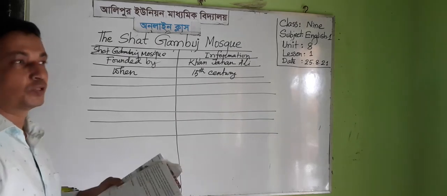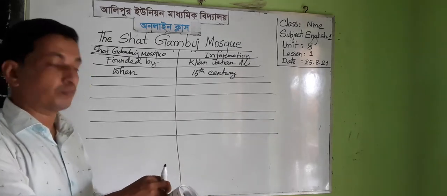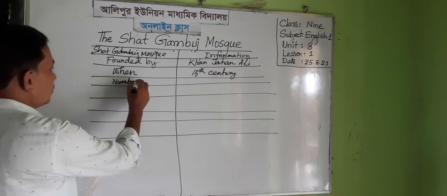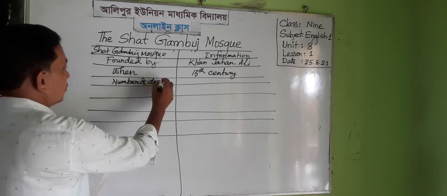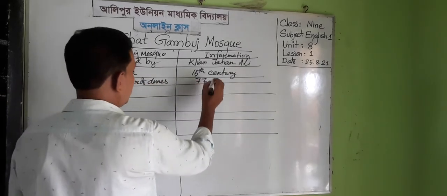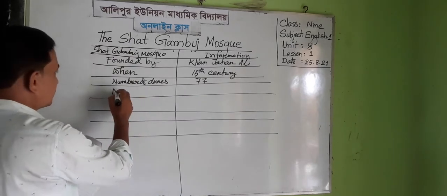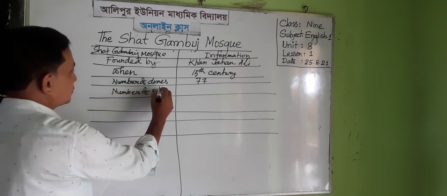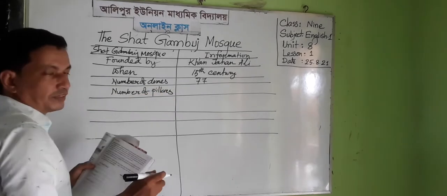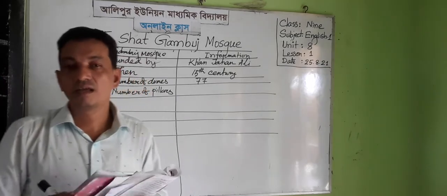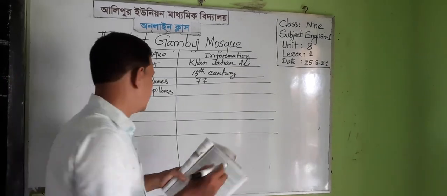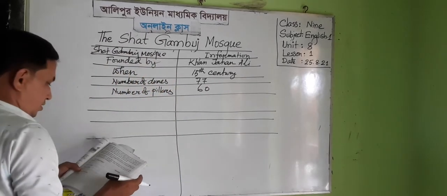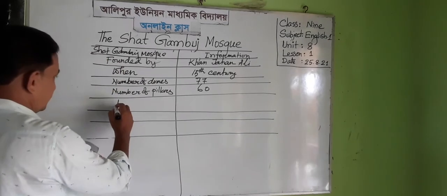Number of domes. According to the passage, we know that there are 77 domes. So, number of domes 77. And next, number of pillars. According to the passage, we know that there are 60 pillars in the building. So, we may write 60 pillars.